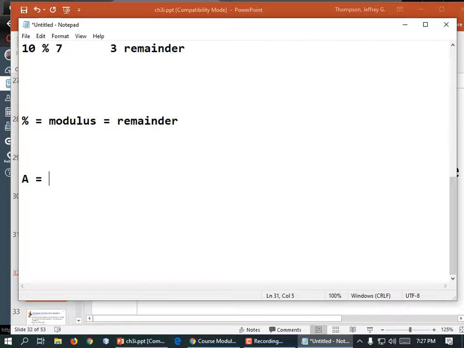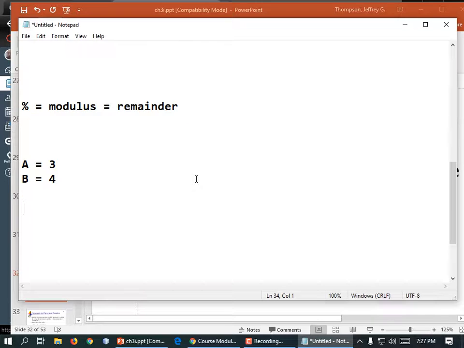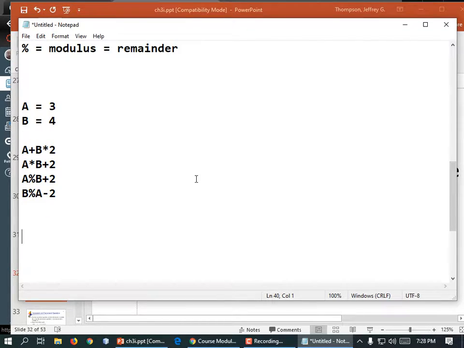Load up Notepad or Word or whatever you like taking your notes into, and let's say that A is equal to 3, B is equal to 4, and I want you to tell me the answer to these results. A plus B times 2, A times B plus 2, A modulus B plus 2, and B modulus A minus 2. So just kind of work them out. Then we'll do them together.